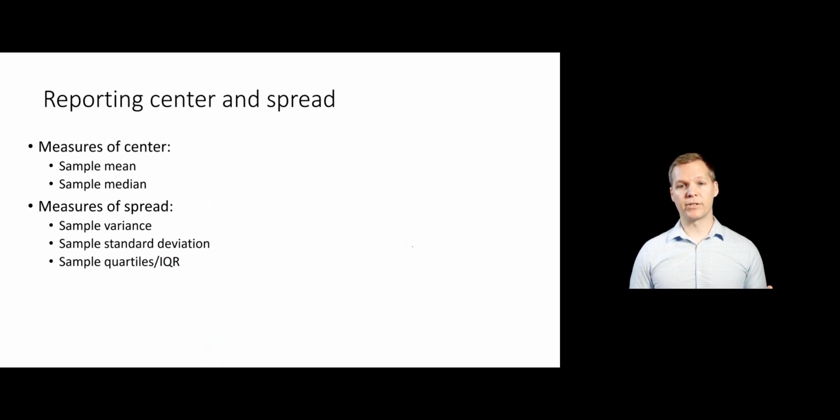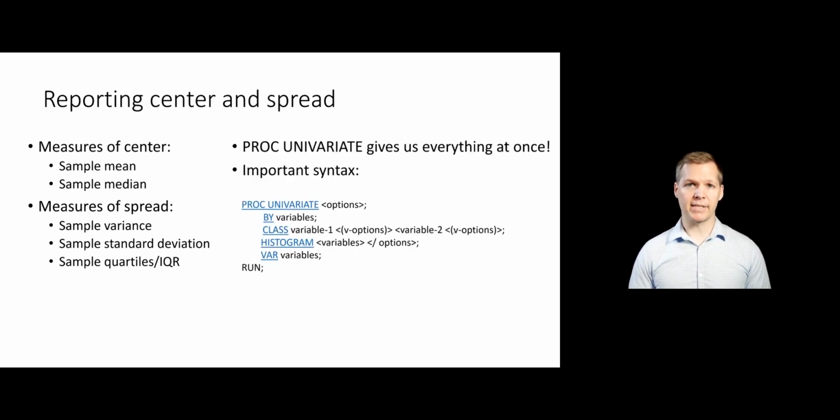All right, we want to measure center and spread. The main ways that we do that would be the sample mean and median, sample variance, standard deviation, quartiles, and IQR for spread. Well, there are a couple different procedures in SAS that will allow us to do this. One of those is Proc Univariate.